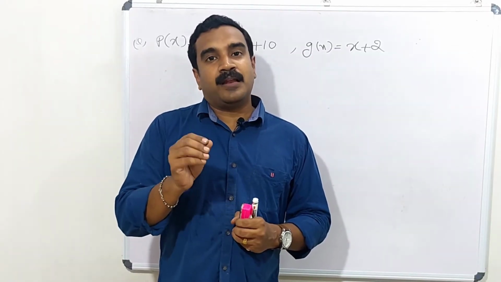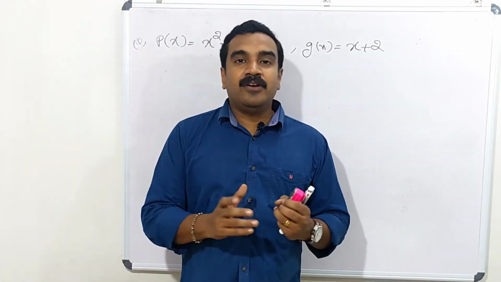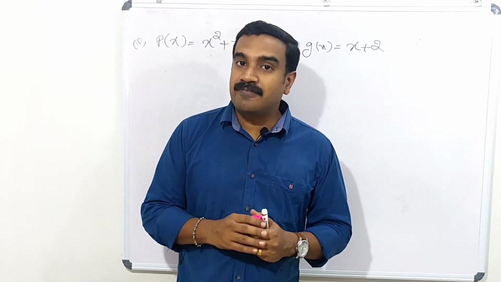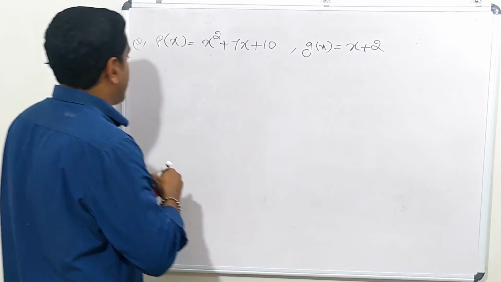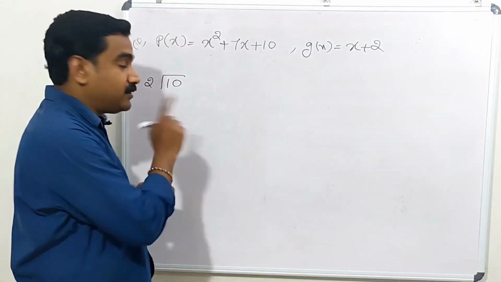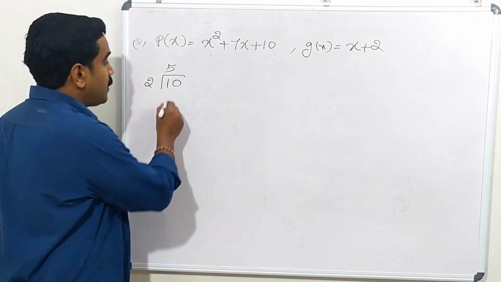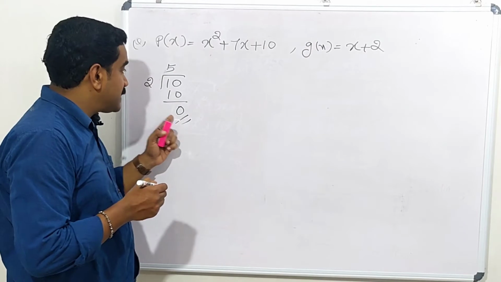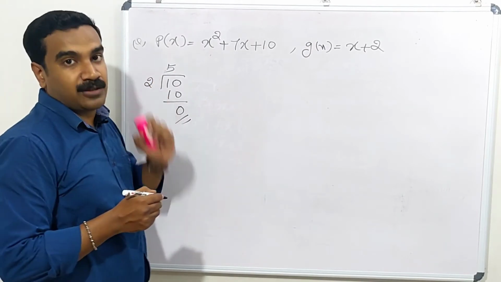The given polynomial is a factor of the other polynomial. We know that 2 is a factor of 10. Why are we saying 2 is a factor of 10? Because when you divide 10 by 2, you get quotient 5 and remainder 0. Here we are getting the remainder as 0. That's why we can say that 2 is a factor of 10.